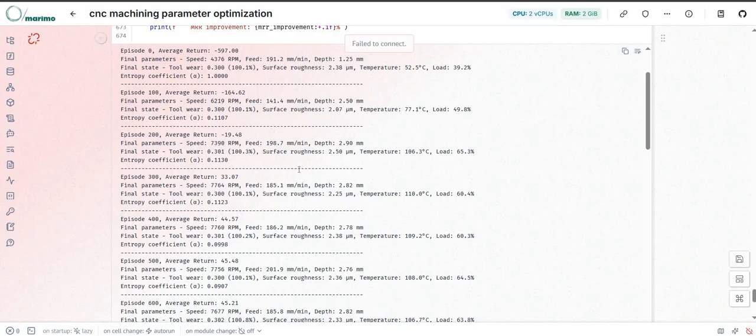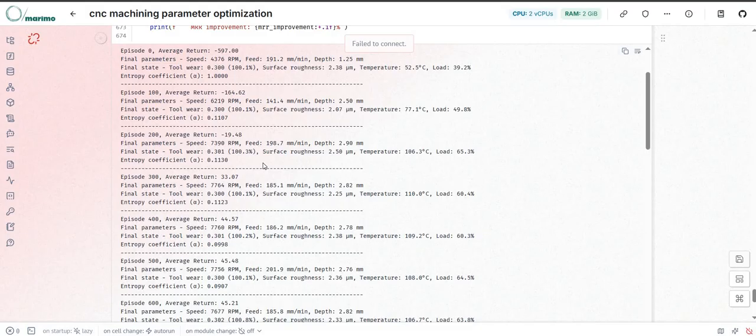At the very beginning, episode 0, the average return was about negative 545. That tells us the agent was performing poorly at the start, which is completely normal. The final parameters at that point were spindle speed around 3900 RPM, feed about 300 millimeters per minute, and depth a little above 1 millimeter.